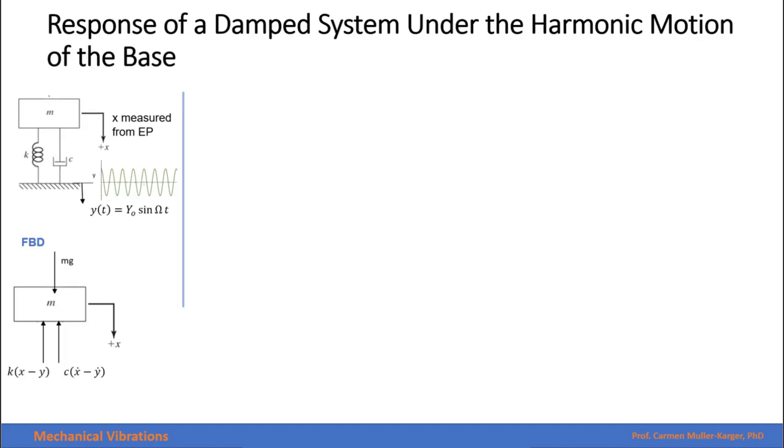To get the equation of motion, let's do our free body diagram. We have our mass, the force of the spring, and the force of the damper. The force of the spring is equal to the constant of the spring times the relative displacement between the two ends of the spring. In one end, I have the absolute motion of the mass measured from the equilibrium position, and in the other end, I have the displacement of the base. The force of the spring will be equal to k times (x minus y). The force of the damper will be the constant of the damper and the relative velocity of the two ends of the damper, which is c times (x dot minus y dot).